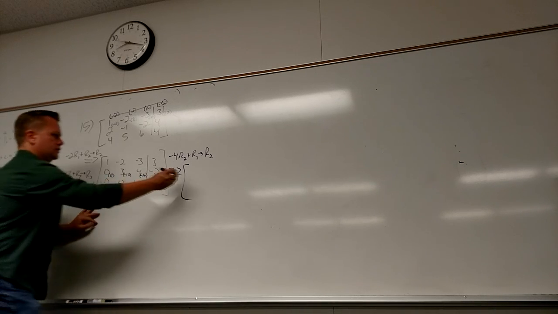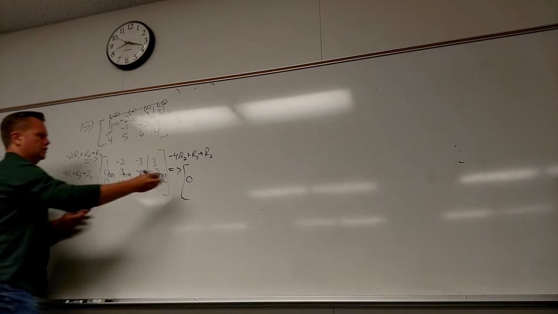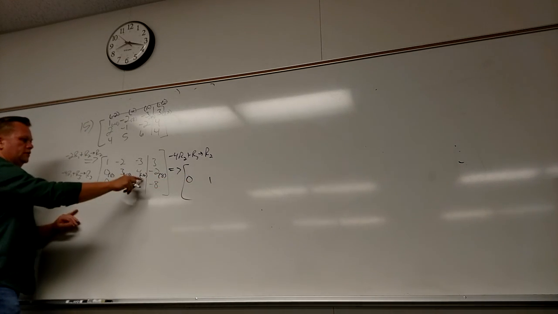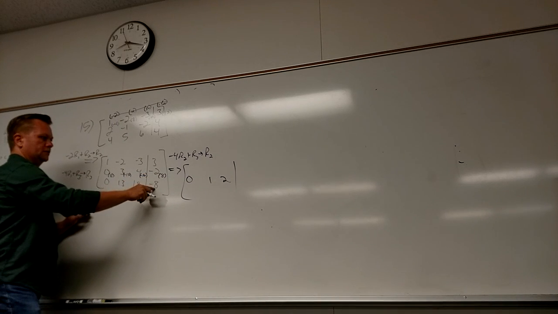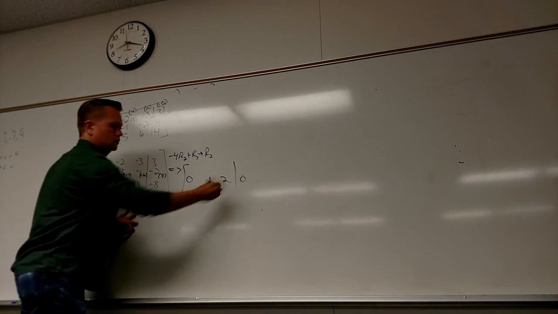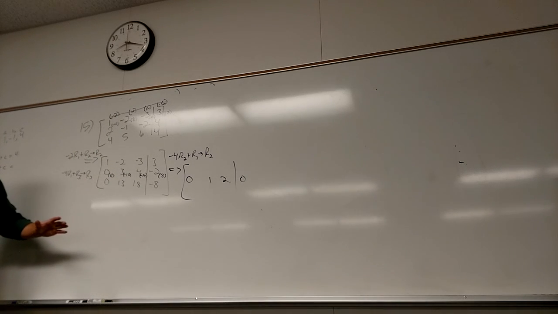0 plus 0 is 0. -12 and 13 is 1. -16 and 18 is 2. And 8 minus 8? 0. What happened? Is everything cool? -16. It's just -16, yeah.